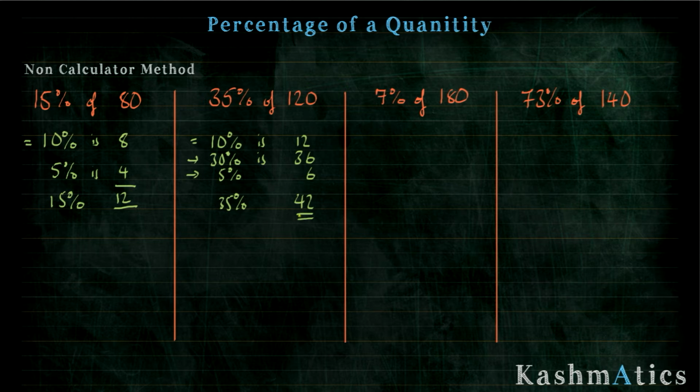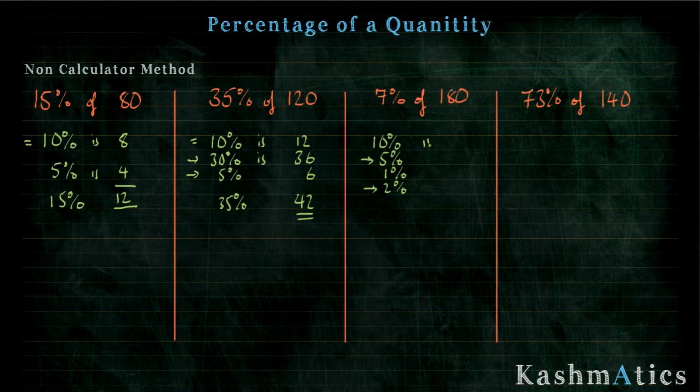Moving on to this next one, 7% of 180, I can work out 10%, from which I can work out 5%. Okay, so I'm just going to put an arrow next to that because I'm going to use that. But I'm 2% short, so what I can do is I can work out 1%, from which I can work out 2%. Okay, I'm going to put an arrow next to that one as well. Okay, so once I've worked out these two, then I can add those together.